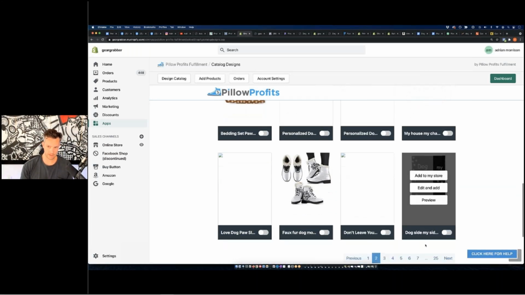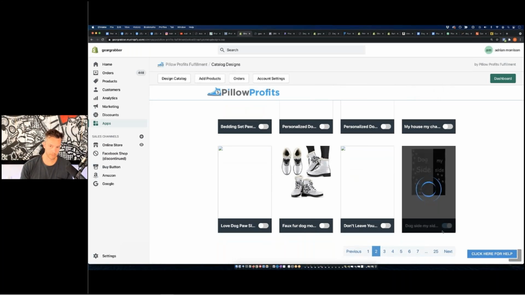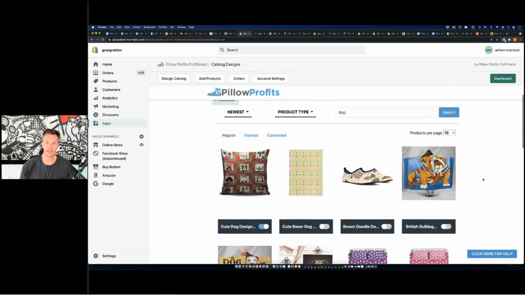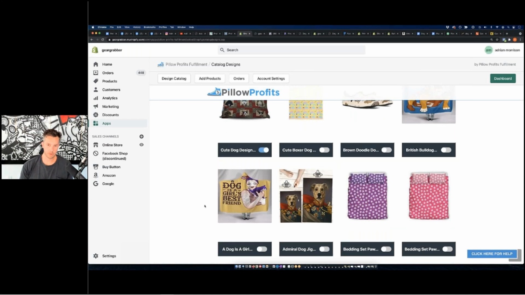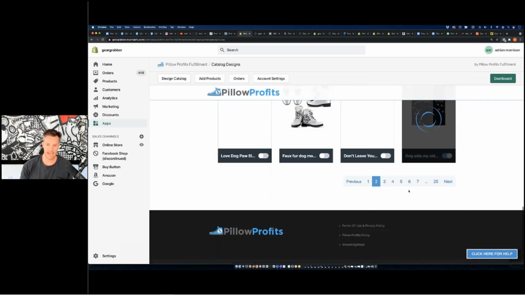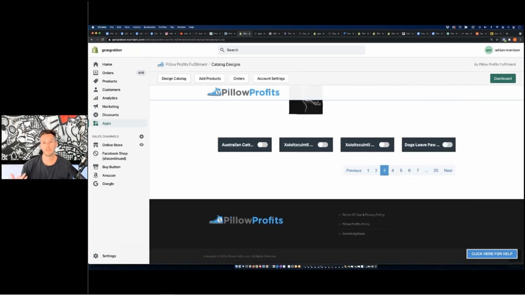Look, dog side versus my side for a blanket. Now that's in for sale on our store. It's drop shipped. We never see it. We never touch it. We don't pay for it up front. We have no inventory, right? And now what we're doing is we're effortlessly adding products to our funnel.